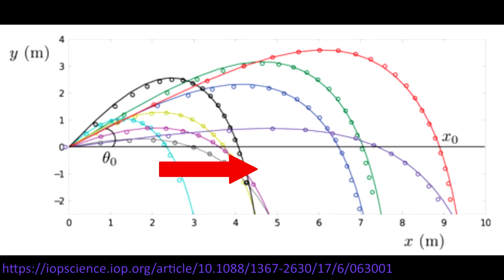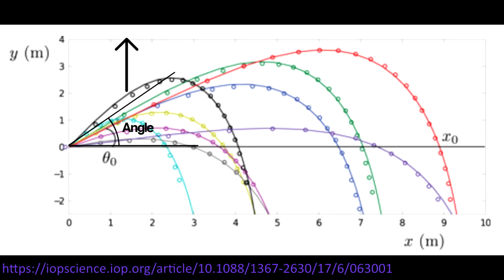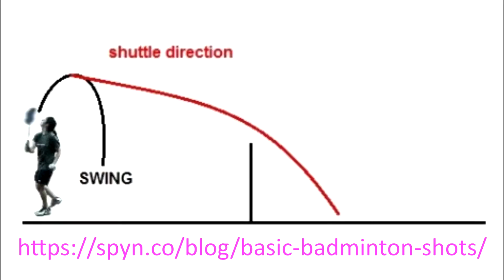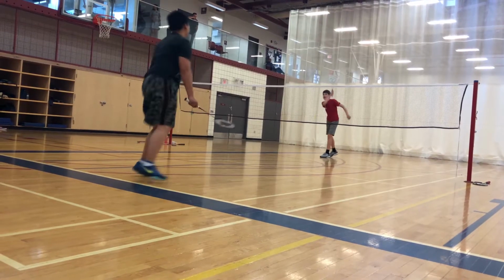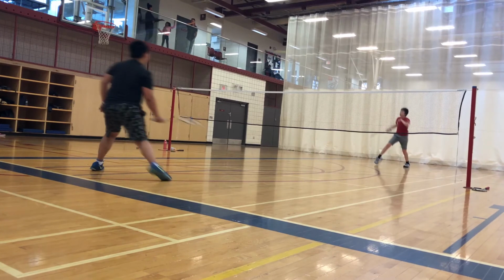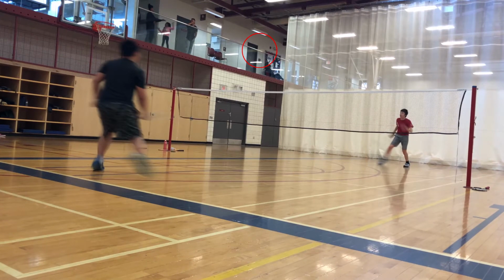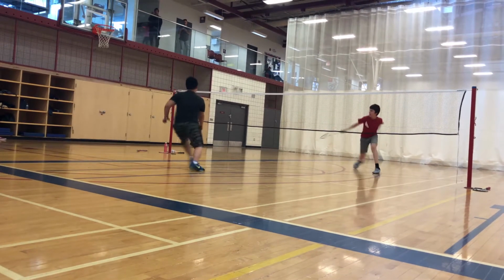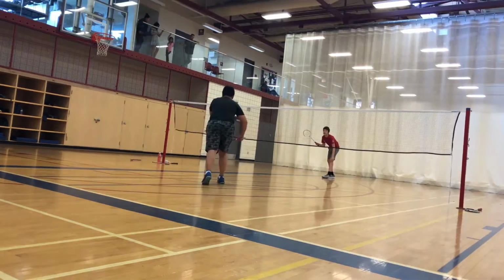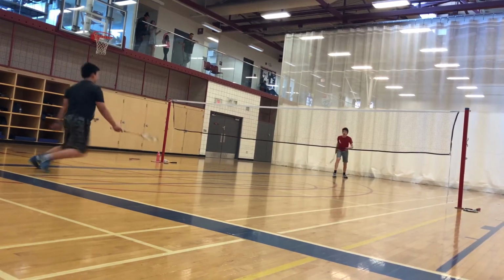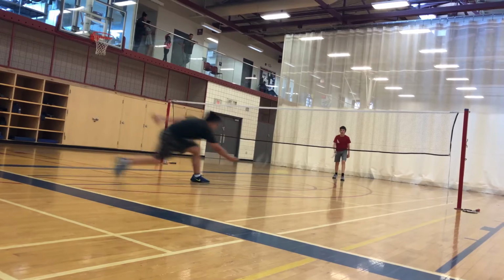The initial velocity of the shuttle influences the horizontal trajectory or range. The angle at which the shuttle is hit influences the vertical trajectory. A drop shot is an attacking shot played from the backcourt. The player must hit the shuttle when it has a low velocity in order for it to land closer to the net, and hit it downwards at a large angle in order for it to have a small maximum height, which makes it harder for the opponent to return the shuttle.